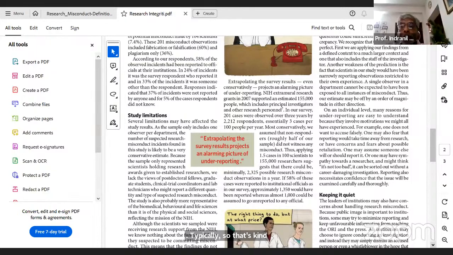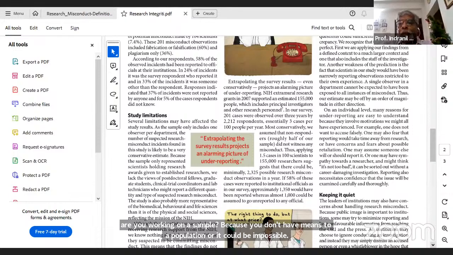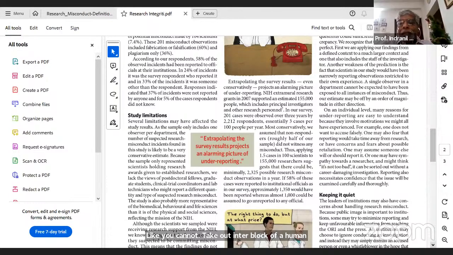So you should be very careful in doing this, because remember, why are you working on a sample? Because you don't have access to a population, or it could be impossible. Like you cannot take out the entire blood of a human being to do his blood testing. You do take a sample. We cannot dig up the entire soil while constructing a house. We do a sample. You cannot take all the water out of a river when you are doing testing for a water sample. So that is typically why sampling has to be done.